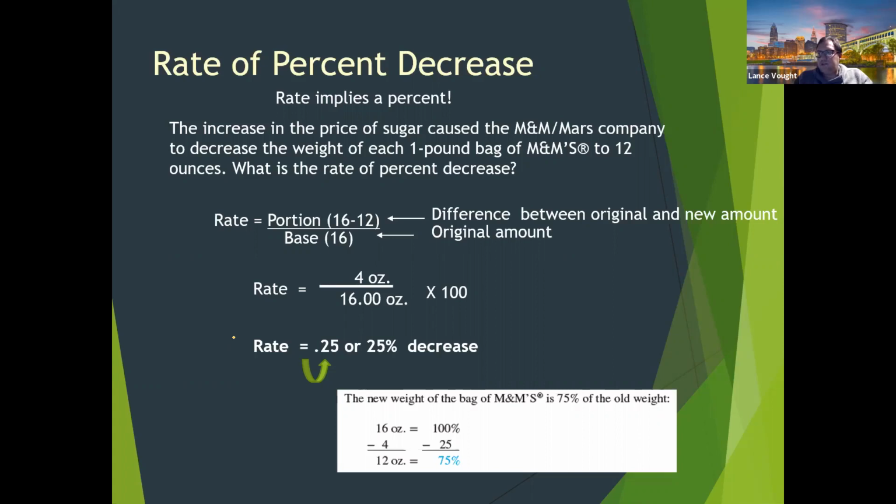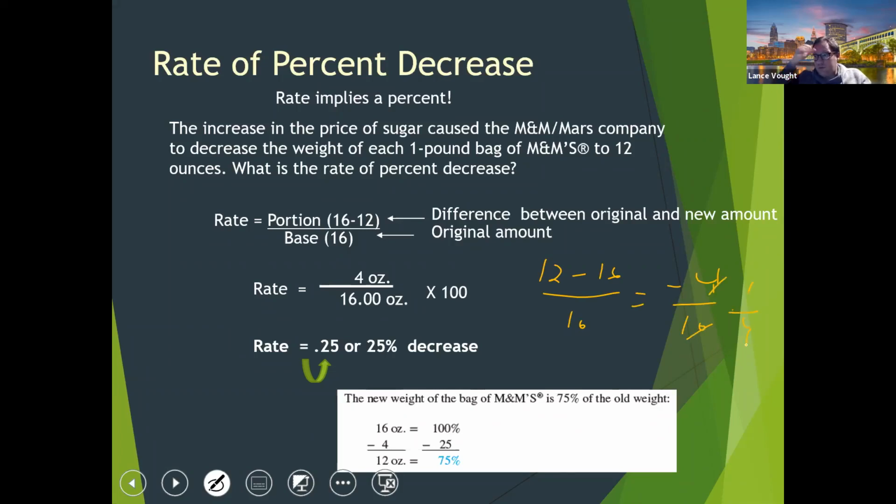So in this case, I don't like this whole 16 minus 12 keeping it positive, because then it implies that you're actually growing. What I would reframe it as is 12 minus 16 over 16. This gives you negative 4 over 16. And then you get negative 1/4.